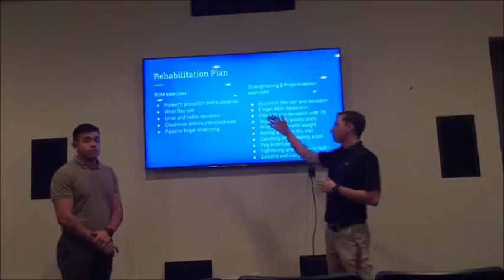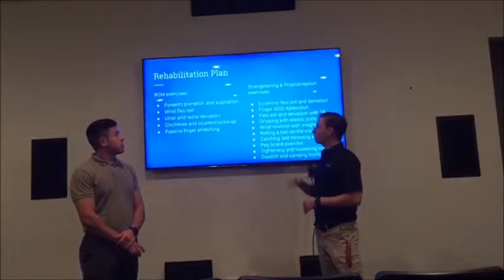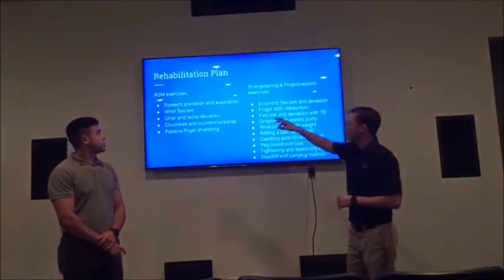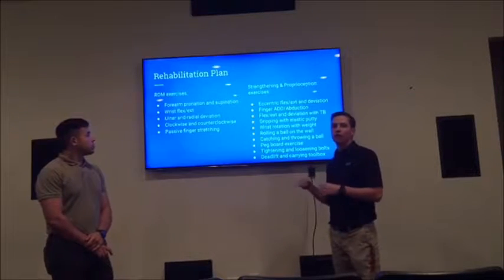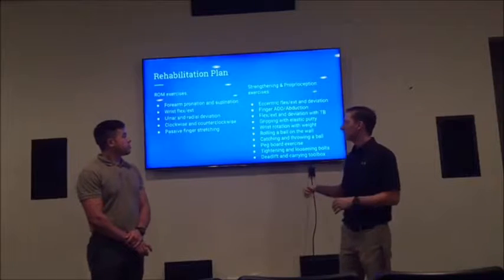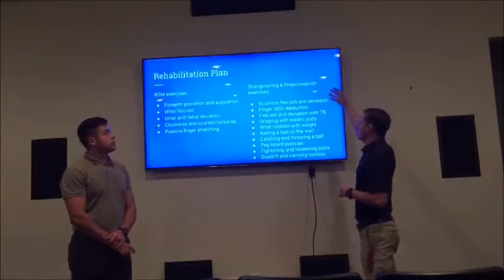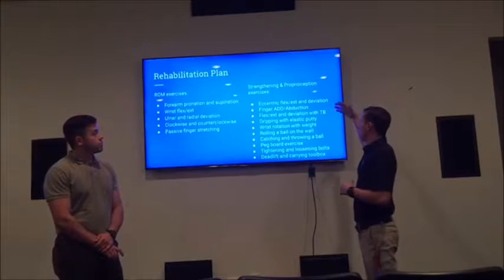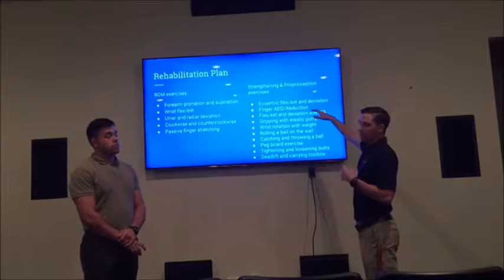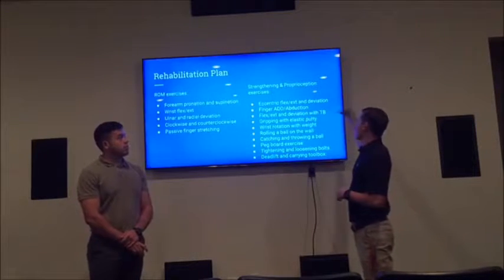So we will start in with range of motion exercises. We'll start with forearm pronation and supination, wrist flexion extension, ulnar and radial deviation, clockwise and counterclockwise movements at the wrist, as well as passive finger stretching. As we get on to the strengthening and some more proprioception exercises, we will start them off using physician facilitated eccentric flexion, extension, and deviation.